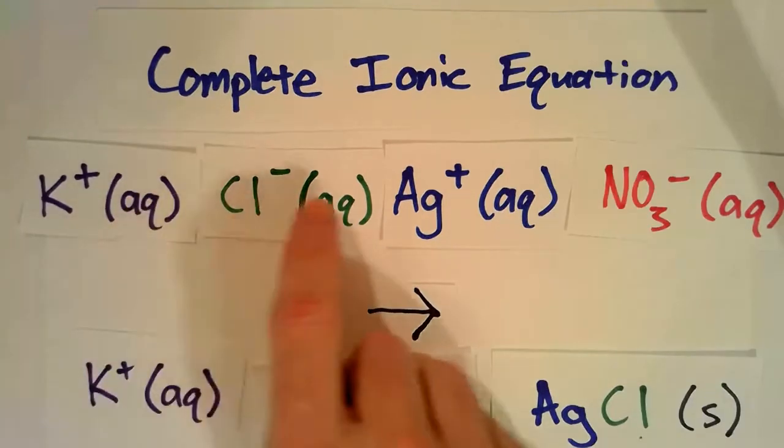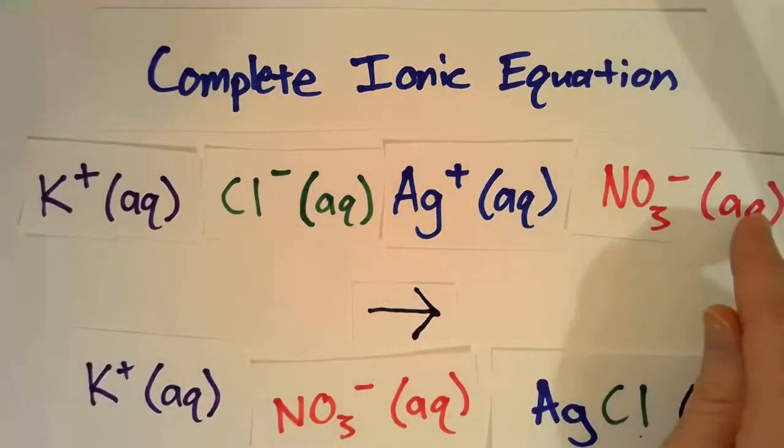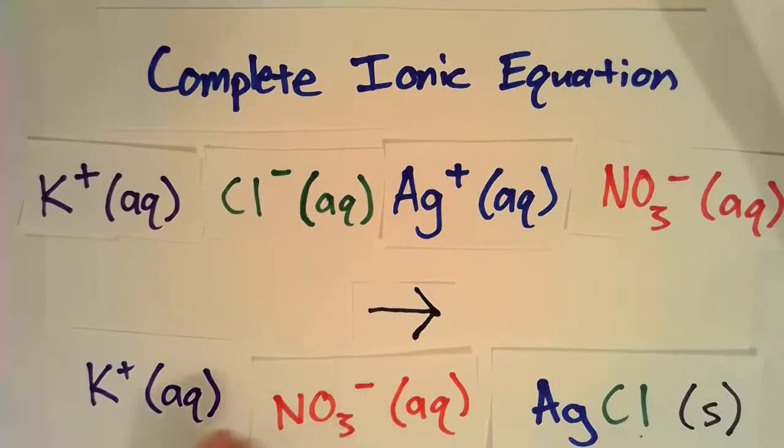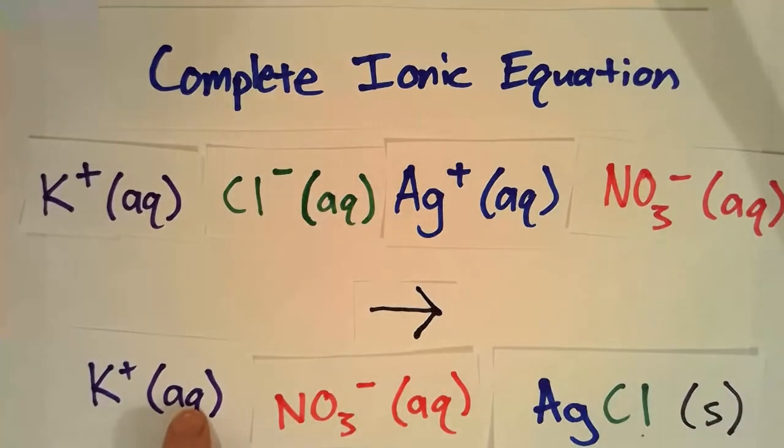Also, please notice that if it is in solution, it is aqueous. So the aqueous state symbols are still important, so we can't drop those off. The difference between the molecular equation and the complete ionic equation is that the molecular equation has them grouped together, while the complete ionic equation has them broken down into ions.